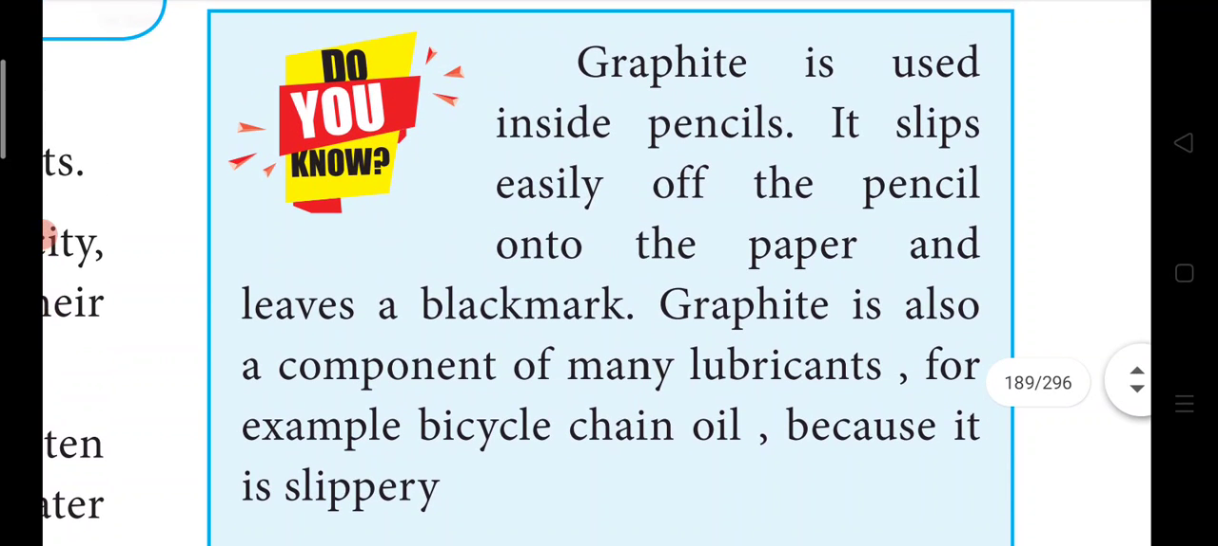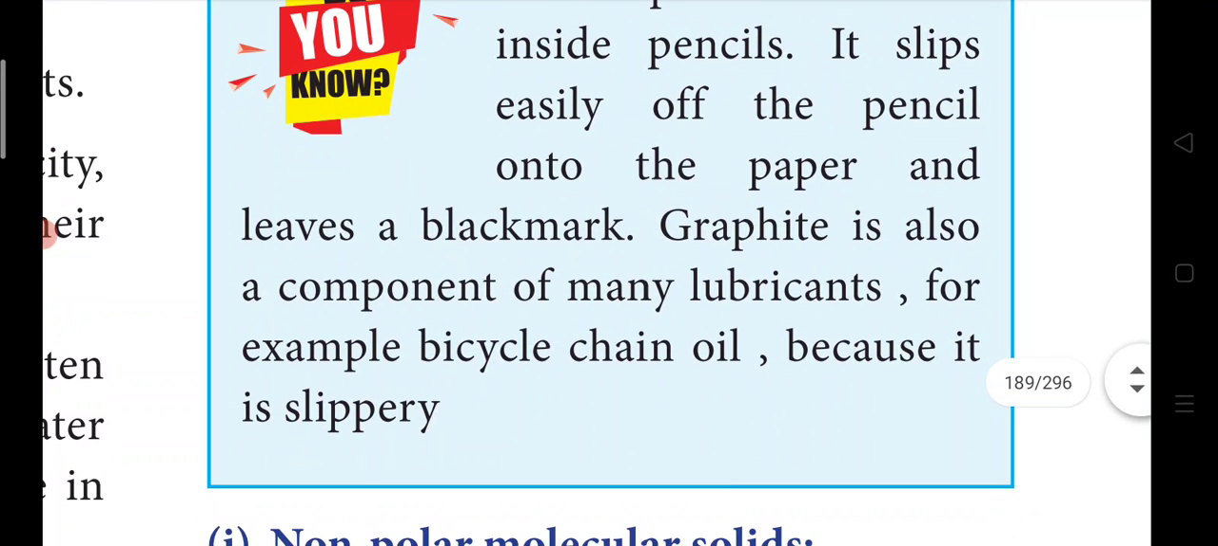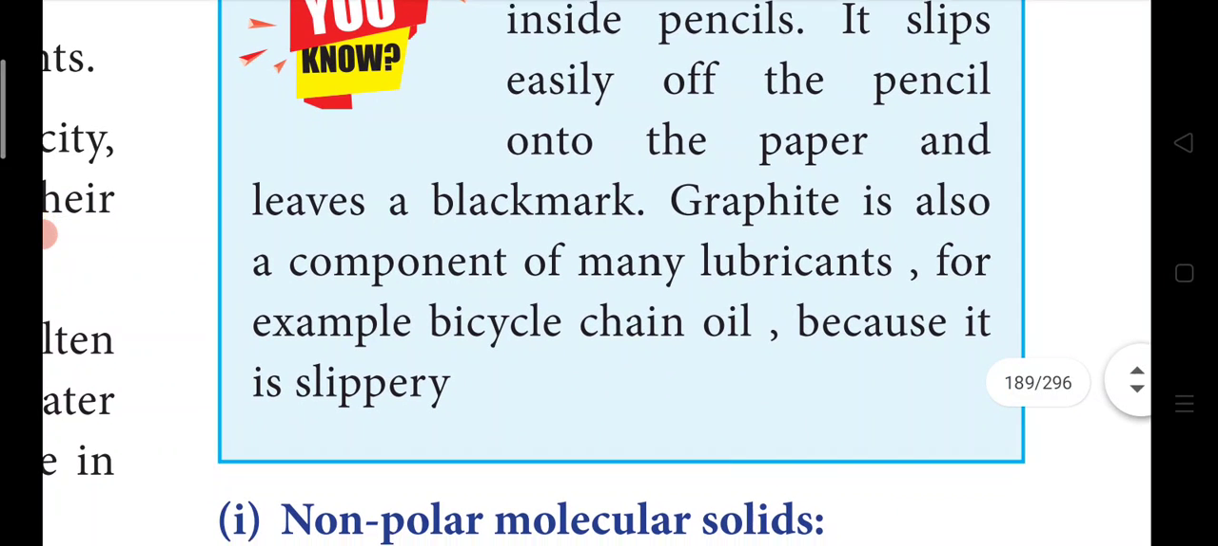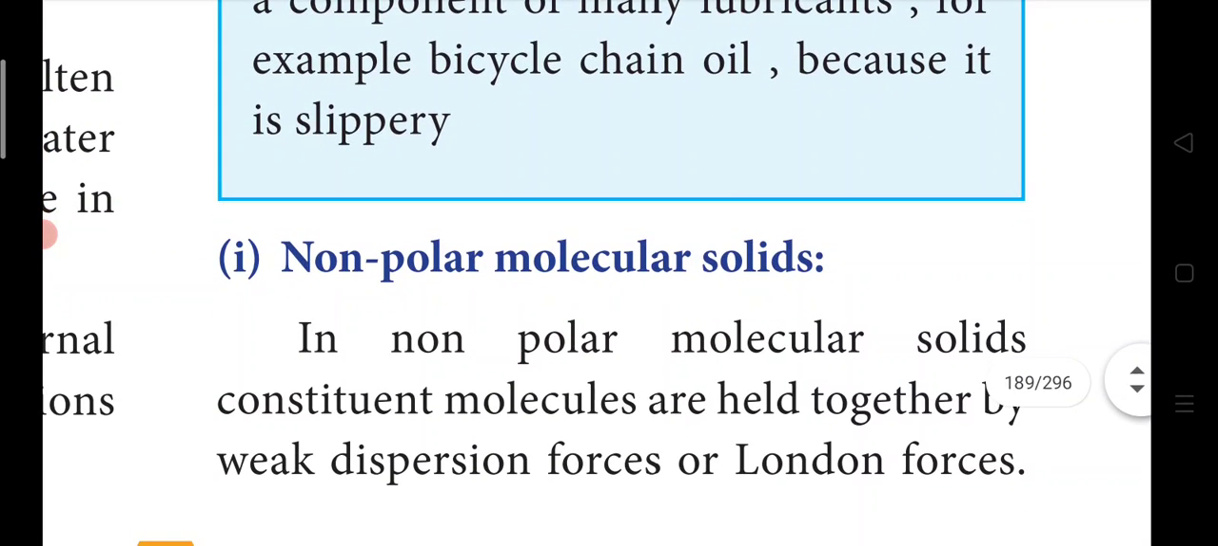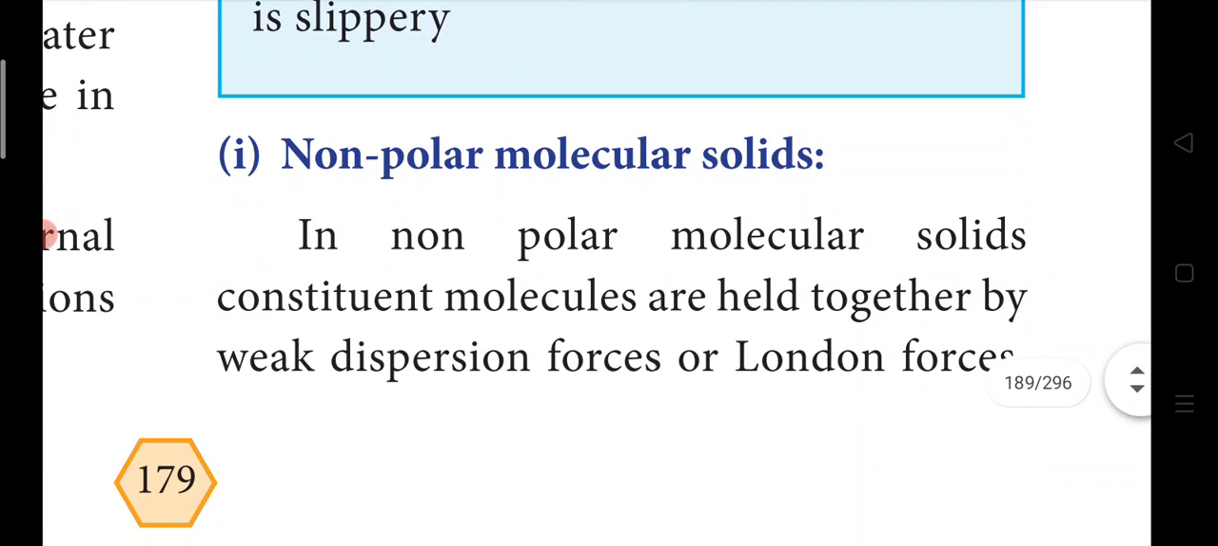If you see, graphite is used in pencils. It slips easily off the pencil onto the paper and leaves a black mark because it is a lubricant. For example, it is very commonly used as a lubricant in bicycle chain oil, because it is very slippery due to its weak van der Waals forces.